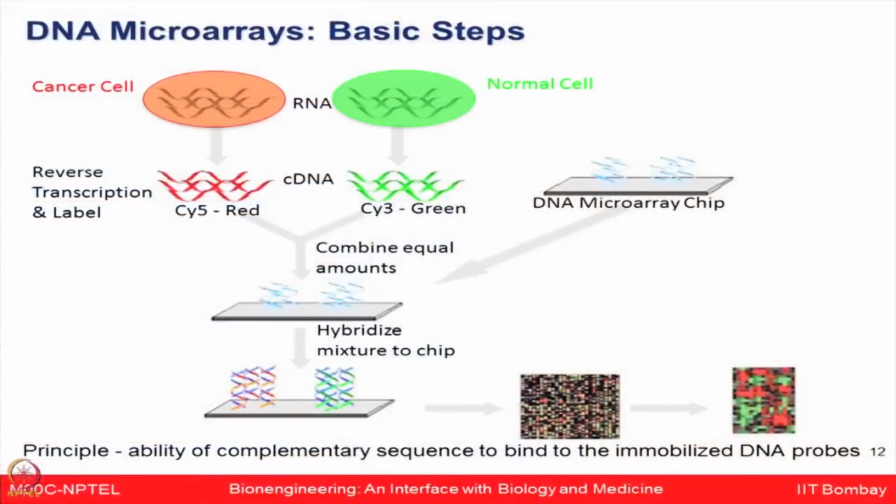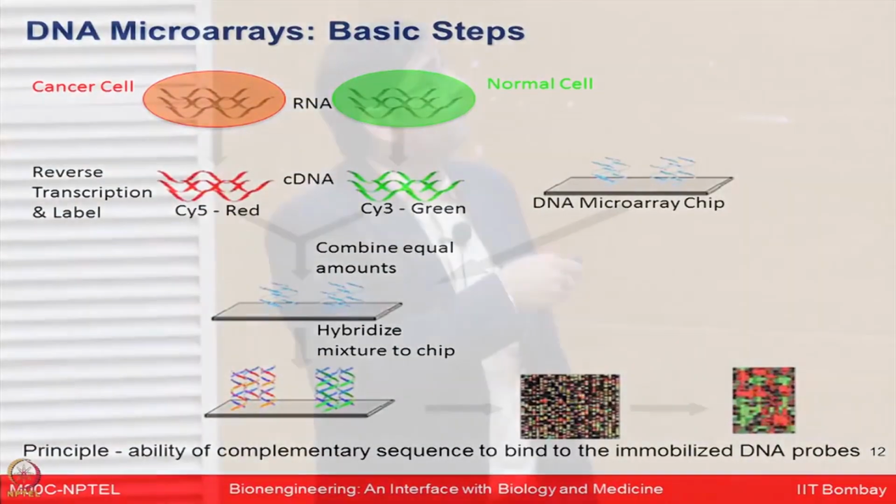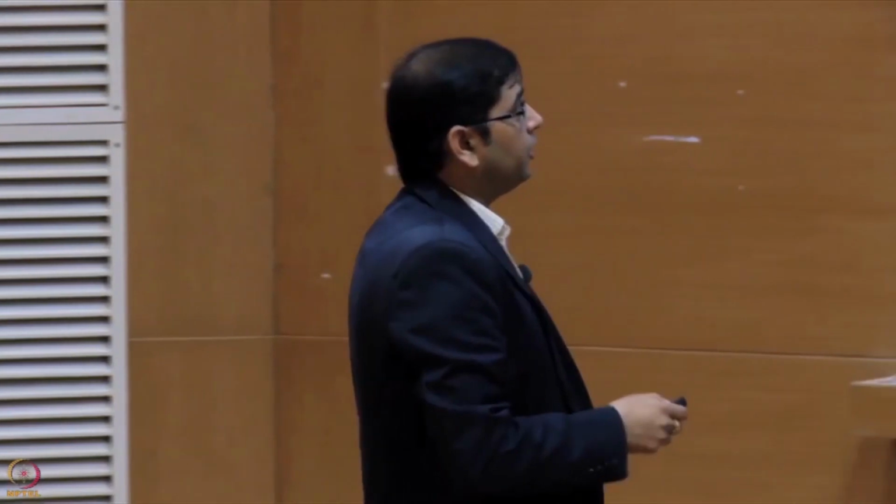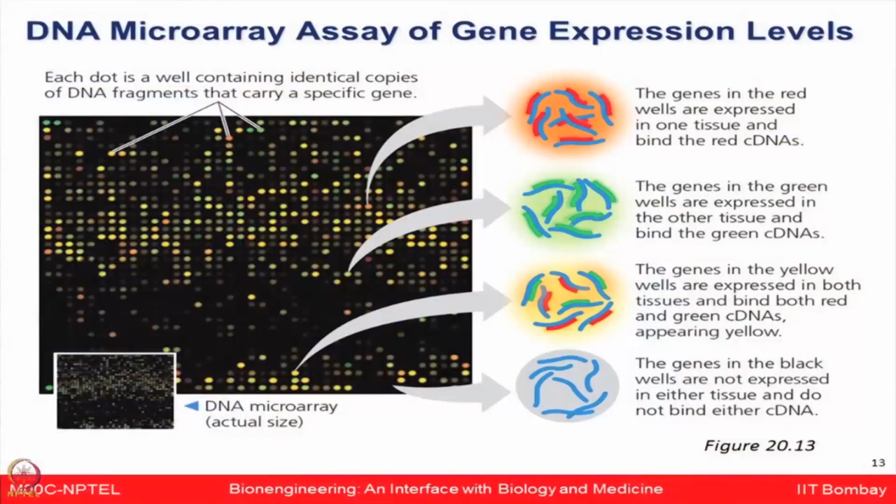So now you have defined two colors already for two populations, and now you are doing probing, hybridization, complementary probing of them on the gene chip here, and wherever these RNAs or the complementary cDNA from them go and bind, you are going to see the expression of this particular gene in the normal population versus the cancer population. So the principle here is based on the complementarity of the sequence and its ability to bind with the immobilized DNA molecules.